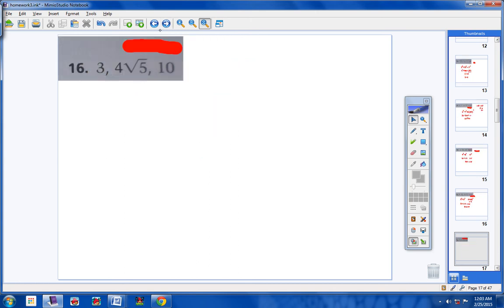Alright, number 16. 4 square root of 5. 4 square root of 5 is 8.9. So, 4 square root of 5 and 3 are your two smaller sides, okay? So I'm going to square my two smaller sides and add them together. Over here, 10 squared. Well, obviously 10 squared is 100. Over here, 3 times 3 is 9. Plus, now, when you square this, you square the 4, that gives you 16. Then you square the square root, that gives you 5. Multiply them together, and you get 80.